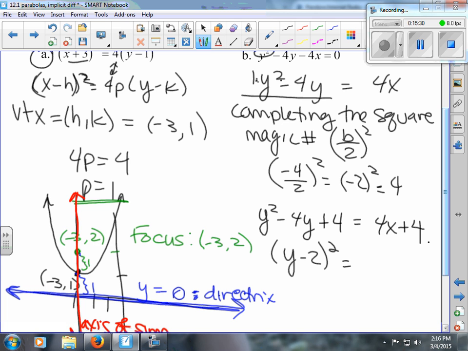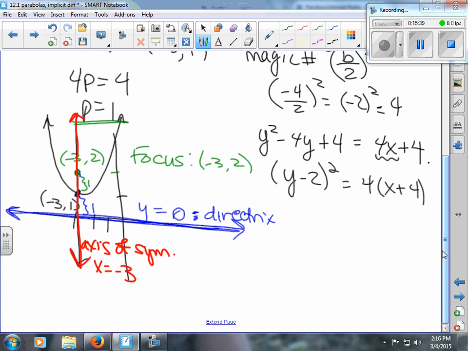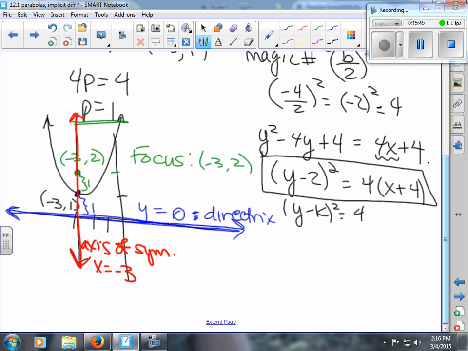And on the right side, notice that the x has a coefficient. Anytime that x has a coefficient, you have to factor that out just to make it look like the standard form. And now I'm in standard form because I've completed the square and factored that 4 out. Remember, standard form in this case is y minus k squared equals 4p times x minus h. K is the letter we use with y, and h is the letter we use with x, and that's always going to be the same.